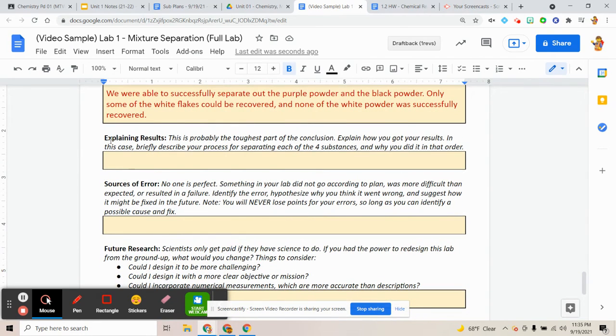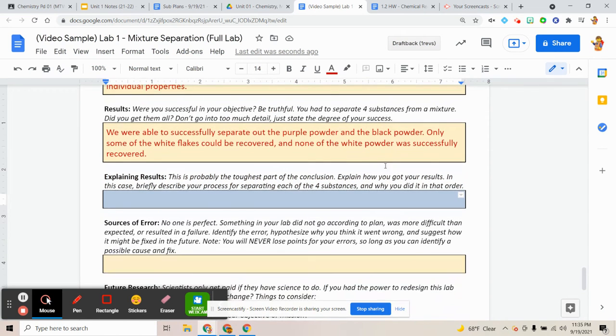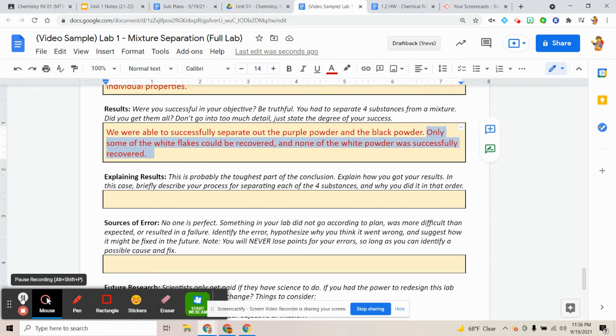Next, you're going to explain the results. This is where you go into some detail, where you briefly summarize why we were, for example, successful in removing the purple powder and the black powder, but also why we had trouble recovering the white flakes and the white powder. I'm going to pause this so you don't watch me suffer, typing very slowly, and I'll unpause it in a bit.